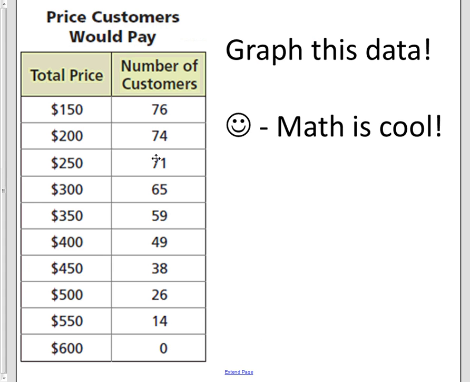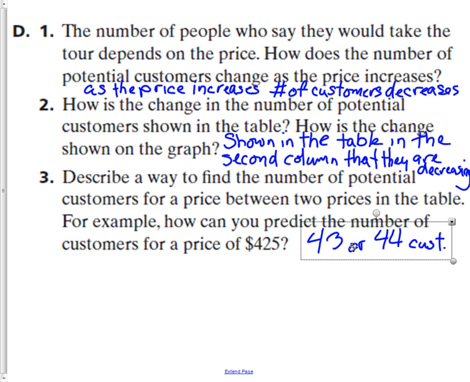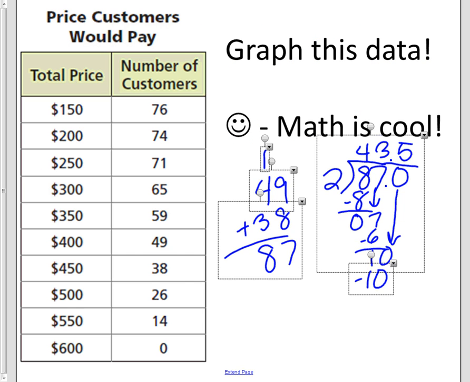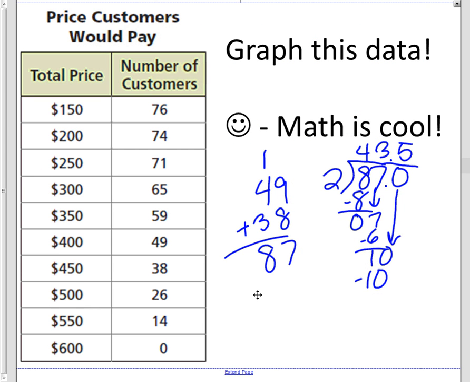You could also do this in the table. So 43 or 44. First step is I look at $400 and $450 right here. Then I'm going to go over to the number of customers. 49 said that they would pay 400. 38 said that they would pay 450. So my answer is going to be somewhere in between there. It's going to be right in between there.